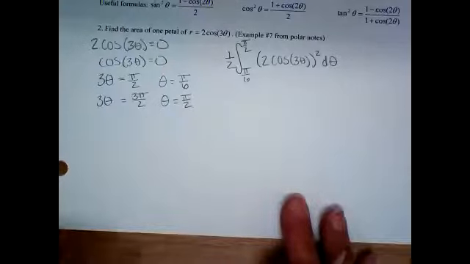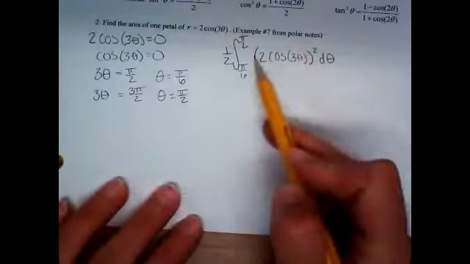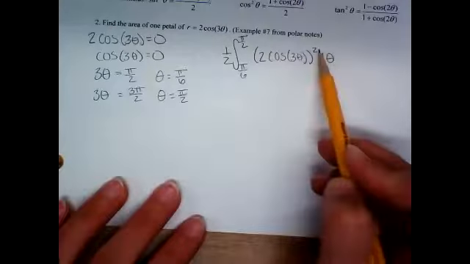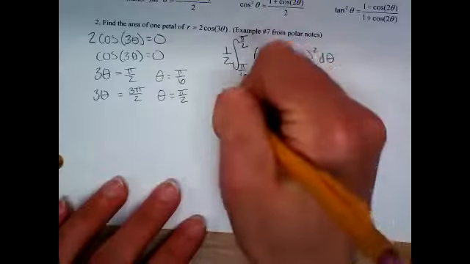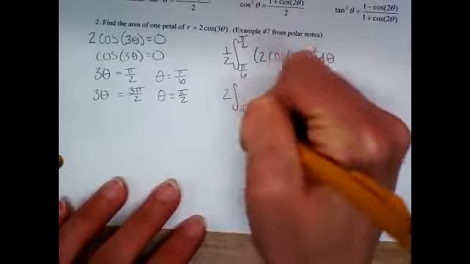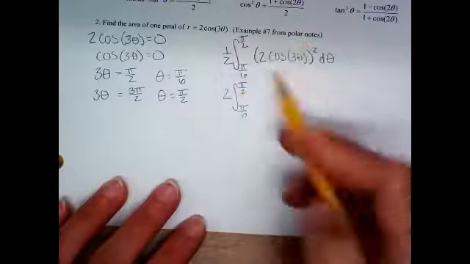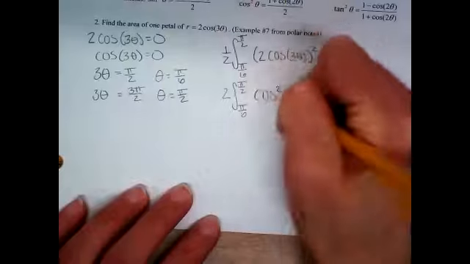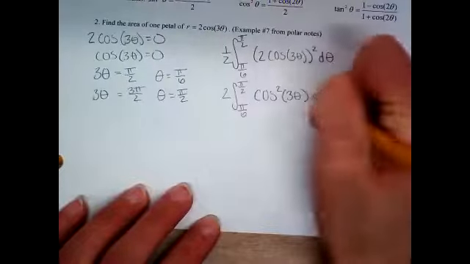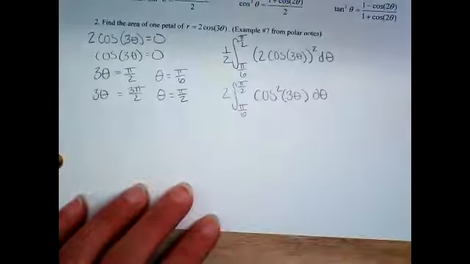So let's go, right? First, we have to square this stuff. 2 squared, we got 4, half of that is 2. And then in here we have cosine squared of 3 theta. That's where those little formulas that I gave you come in, because we can't do an antiderivative of cosine squared the way that it is.